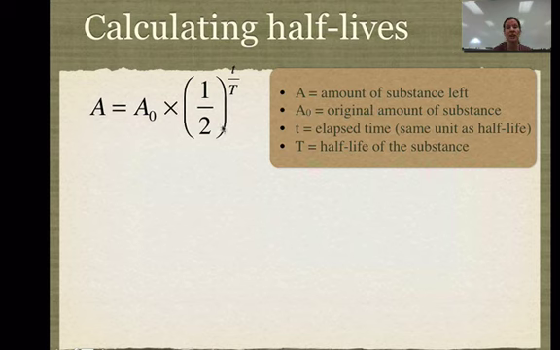Then it's 1/2 to the power of small t, which is the amount of time that's gone by, over big T, which is the half-life. The one thing about small t and big T is to make sure you're in the same unit. If your half-life is measured in seconds and you try to do your elapsed time in minutes, it's not going to work out for you.